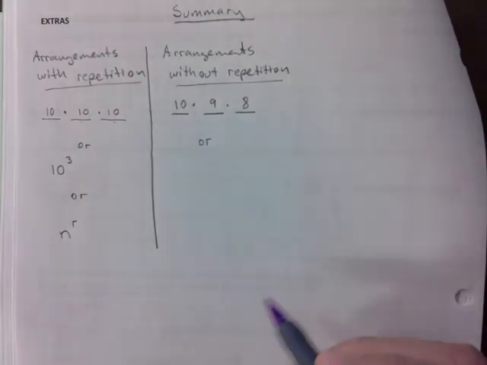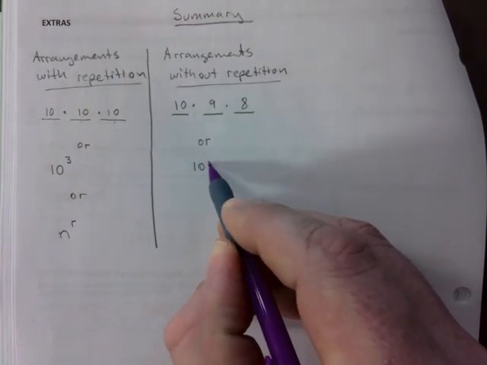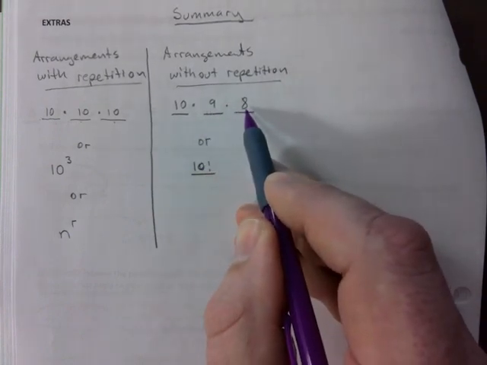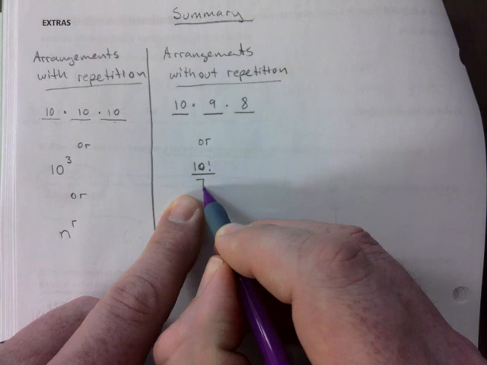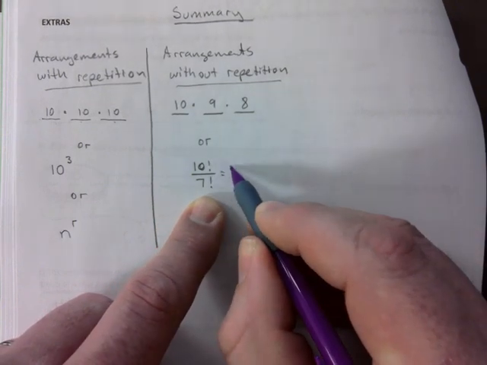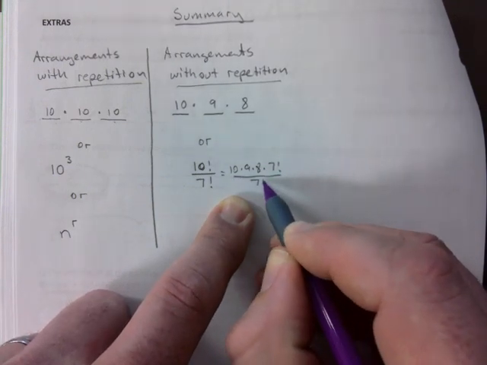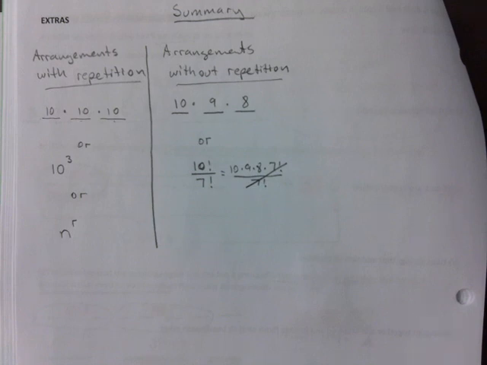Or maybe I'll say it this way. This would be, you would start off with 10 factorial, but it stops after 8, right? It doesn't go 7, 6, and so forth. So you would actually put a 7 factorial underneath, because that would be 10 times 9 times 8 times 7 factorial over 7 factorial. I'm not going to use that very often, this kind of notation, but if you ever seen or were asked to write something in factorial notation, I basically try to cancel out whatever I don't need.